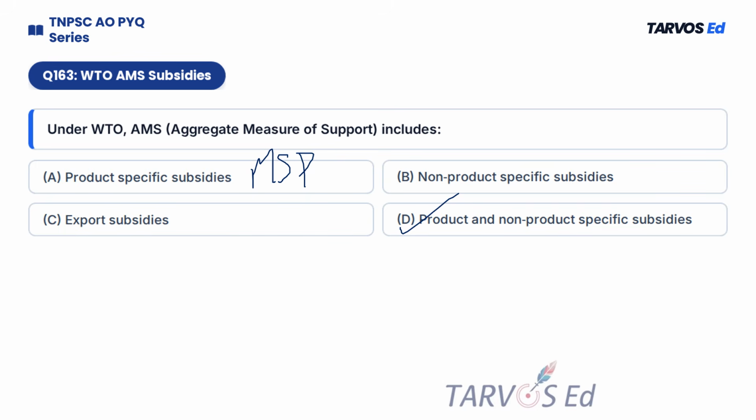In case of non-product specific subsidy, it is given for fertilizers, agricultural electricity, irrigation facilities, and even providing cheap crop loan or credit for crops. All these things come under non-product specific subsidy. We do not categorize product wise. It is generally for agriculture. So AMS concentrates on both product specific and non-product specific subsidies.